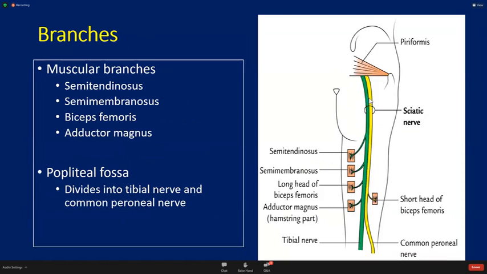As was mentioned in the previous talk, the fibers to the common peroneal and the fibers which supply the tibial continue to remain separate throughout the course of the nerve. So in the thigh, it supplies semitendinosus, semimembranosus, the long head of biceps femoris and the hamstring part of the adductor magnus from the tibial portion, whereas the common peroneal portion supplies the short head of biceps femoris, and these are the only muscles which are supplied by the sciatic nerve alone. The rest of the muscles are all supplied by the branches, that is tibial and common peroneal, separately.